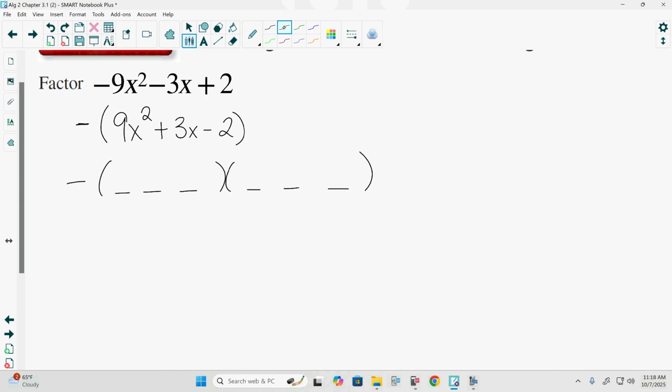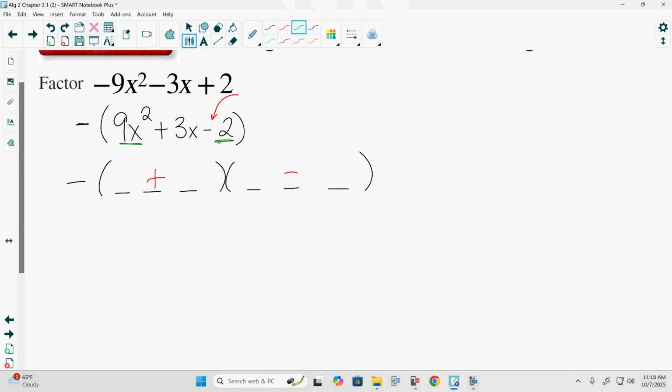Two sets of parentheses with 3 spaces. If the third term is positive, the signs are the same, and that's the sign of the middle term. If the third term is negative, the signs are opposite. So here the third term is negative, so our signs are opposite. Now we're going to look at the factors of the first and third term.